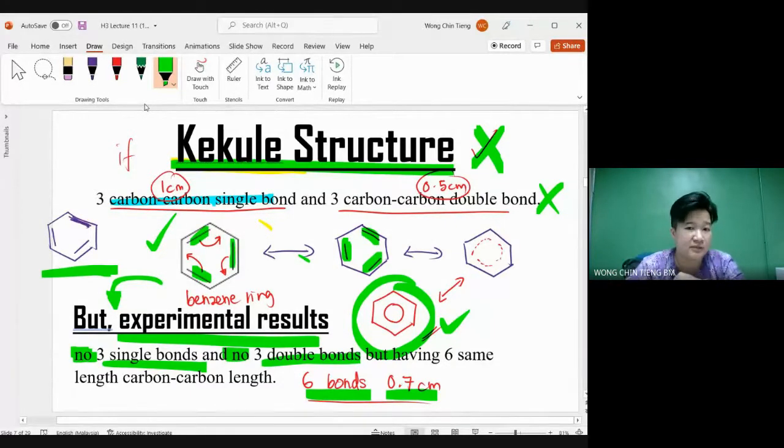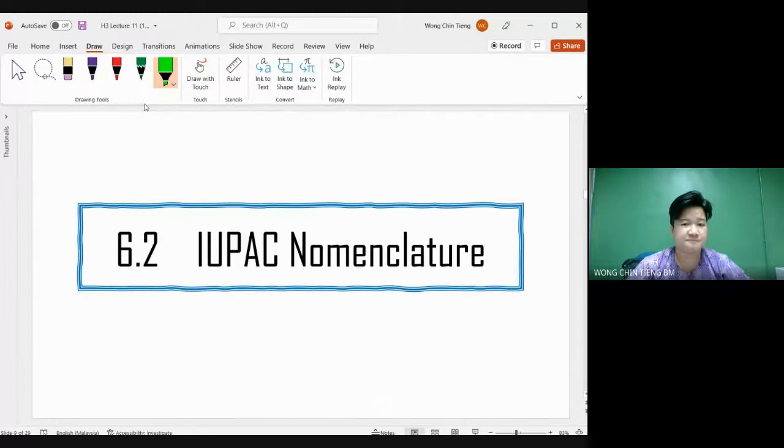Itu adalah benzene ring. Okay, so jangan bagi tahu lah teacher benzene ring ada double bond. Tak ada. Benzene ring tak ada double bond, benzene ring tak ada single bond. Okay, that is your benzene ring. Alright. So, next we are going to your IUPAC.